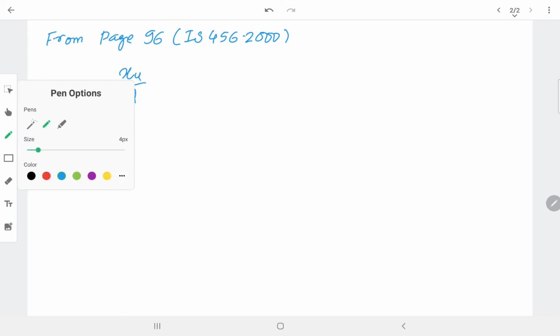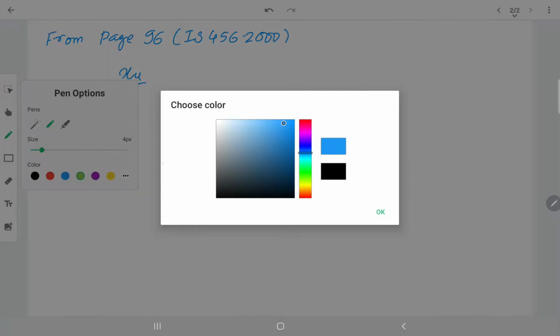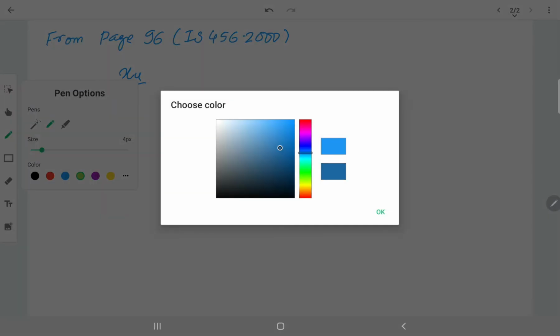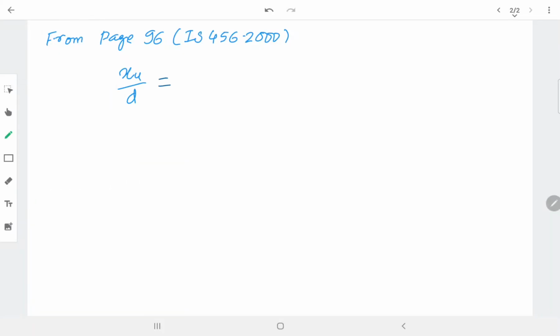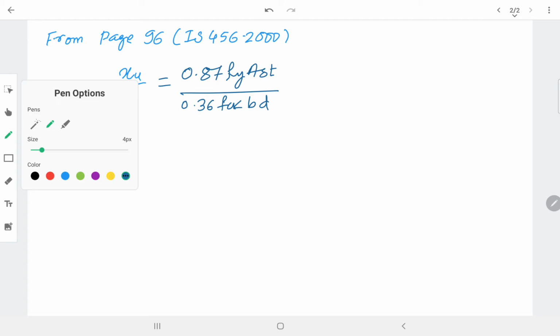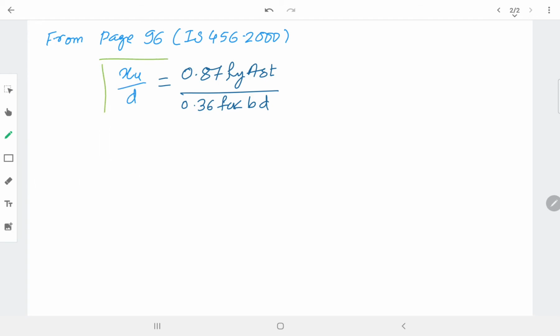In that we have the equation Xu by d is equal to 0.87 fy Ast divided by 0.36 fck b d. This is the equation to be used to find the value of Xu by d.